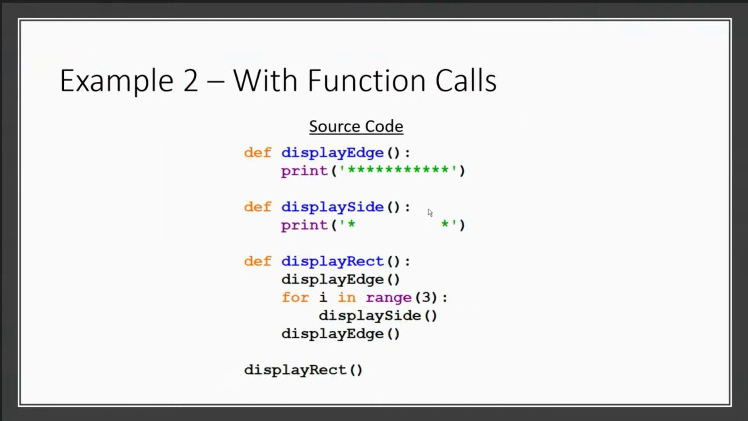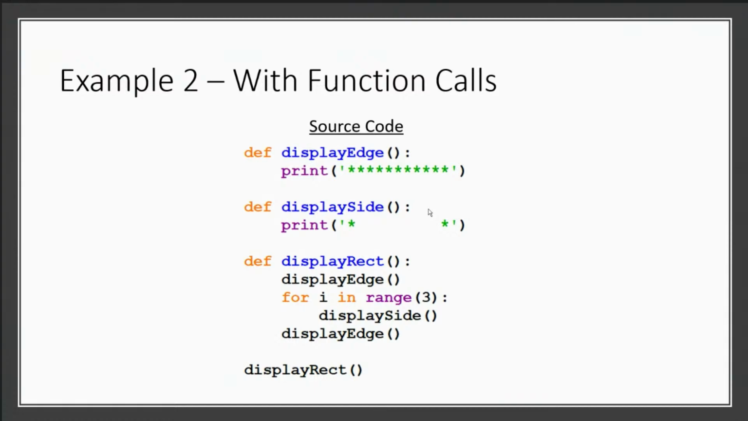Okay, so we can also use functions inside of functions. Let's say we create our function display edge, where we print out this line of asterisks, and we define our side, these 2 asterisks. Then we define a function called display rect. To display our rectangle, we have to call our function display edge.